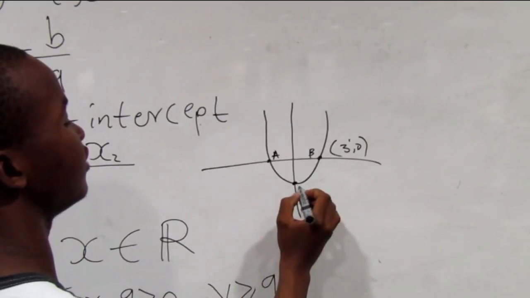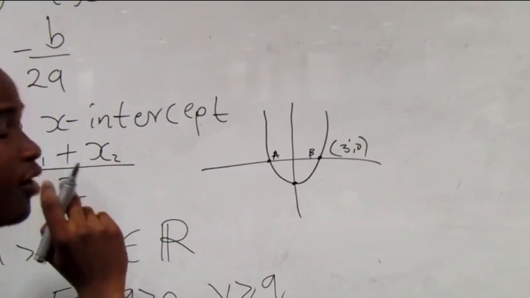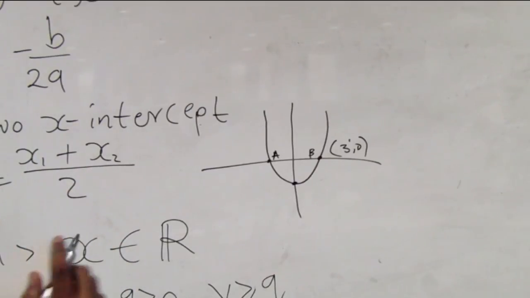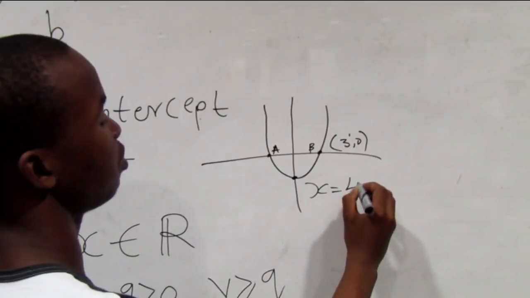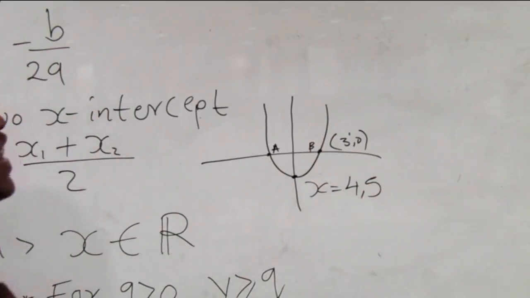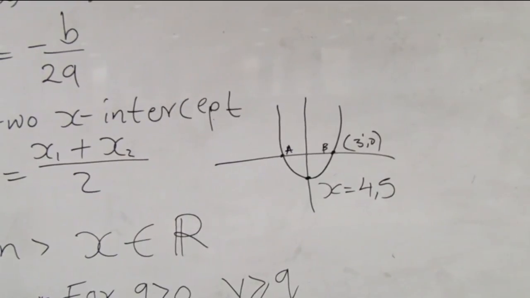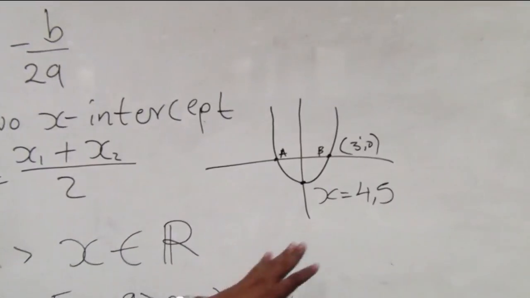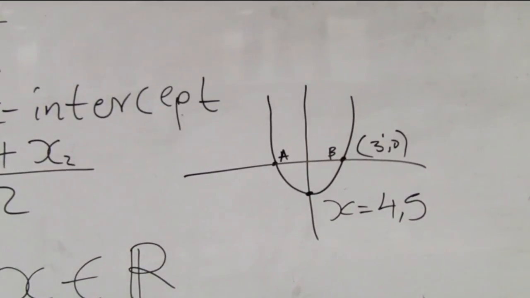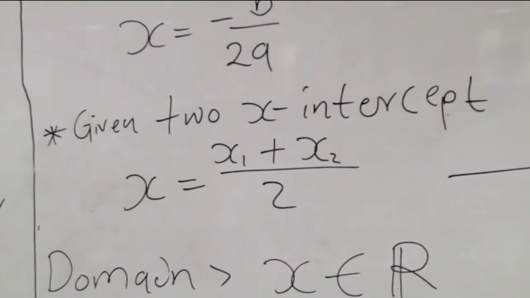Then here they say your axis of symmetry is x equals 4.5. Then they say calculate the point of A. How are we going to calculate the point of A? For this kind of question, you need to use this formula of the axis of symmetry. How are we going to do it?